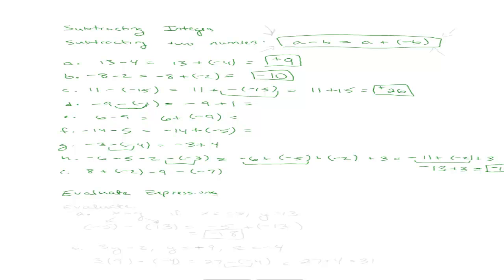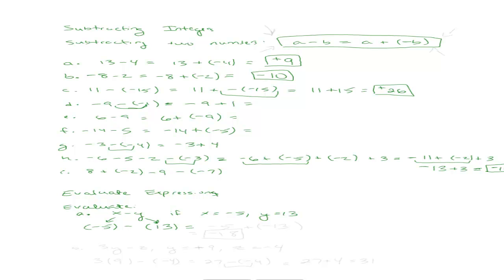And very much in the same way that we did a section ago, we're going to do this again. We're going to evaluate some expressions. So let's say we want to evaluate x minus y if x is negative 5 and y is 13. We're going to do the same thing we did before, which is everywhere we see an x, we're going to put it in parentheses. Everywhere we see a y, we're going to put it in parentheses. And then we're going to plug in our numbers.